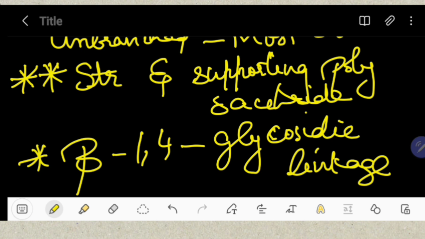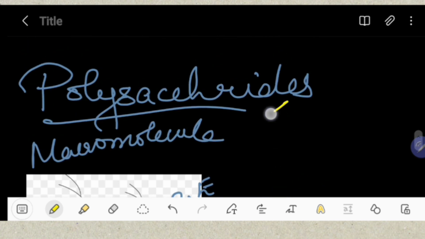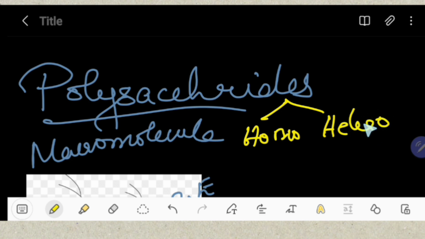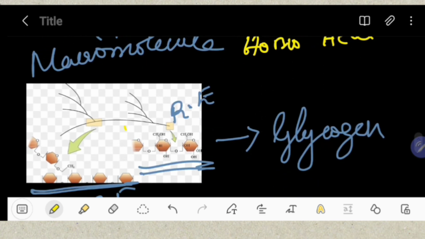Next example of homopolysaccharide. So I told that polysaccharides are of 2 types, homo and hetero. I think you understood what is the meaning of homo. Cellulose is an example of homo, made up of only 1 type of monosaccharide unit. Glycogen is also an example of homopolysaccharide.